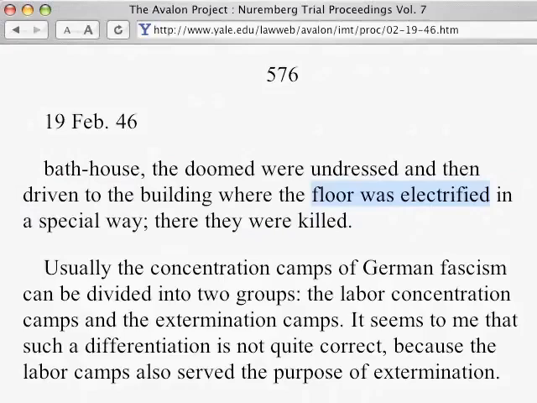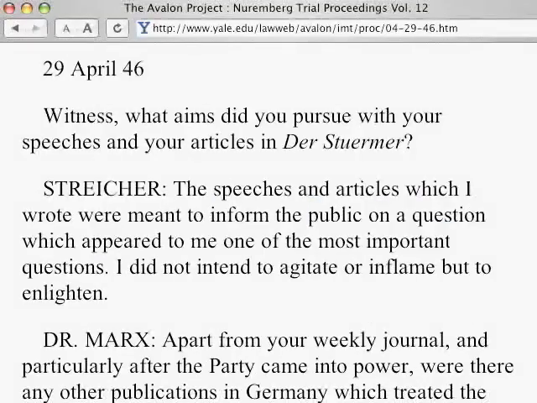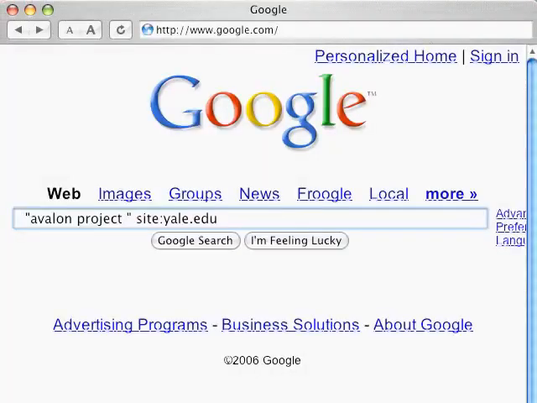And that's all there is for Belzec at the Nuremberg trial. A description of an electric floor that gets an A+ for diabolical content, but a 0 for truthfulness. Julius Streicher, by the way, was sentenced to death because he published a magazine that said really mean things about Jews. Now we look to see what was said about Sobibor.